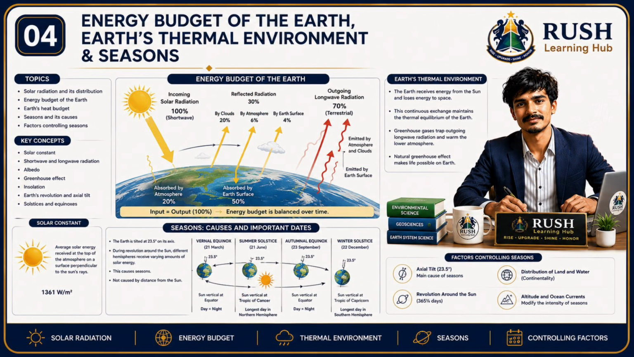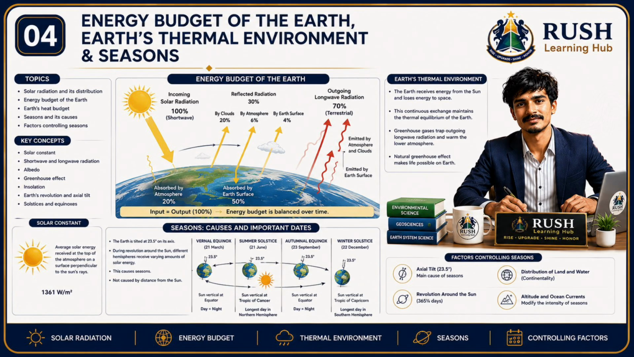The Earth receives energy from the Sun in the form of shortwave solar radiation. This incoming energy is called insolation, which stands for incoming solar radiation. The amount of solar energy received at the outer boundary of the atmosphere on a surface perpendicular to the Sun's rays is known as the solar constant. Its average value is approximately 1361 watts per square meter.